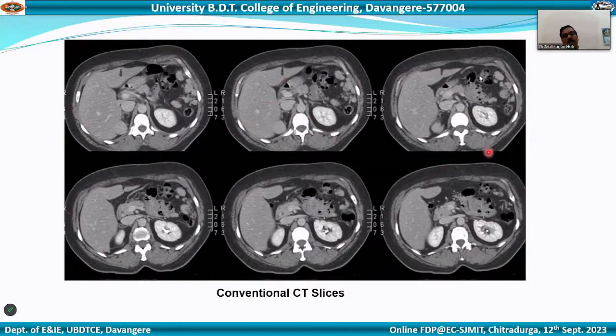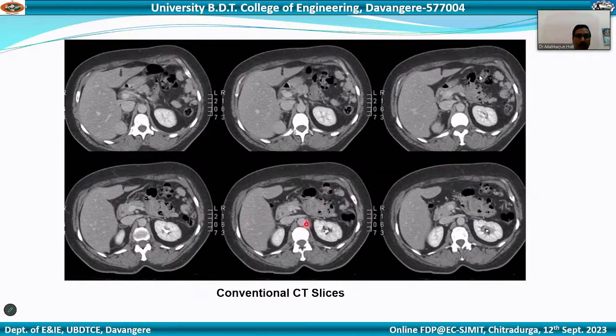So you can keep visualizing slice by slice information. Any abnormalities can be clearly observed using this CT. So these are in the abdominal region.